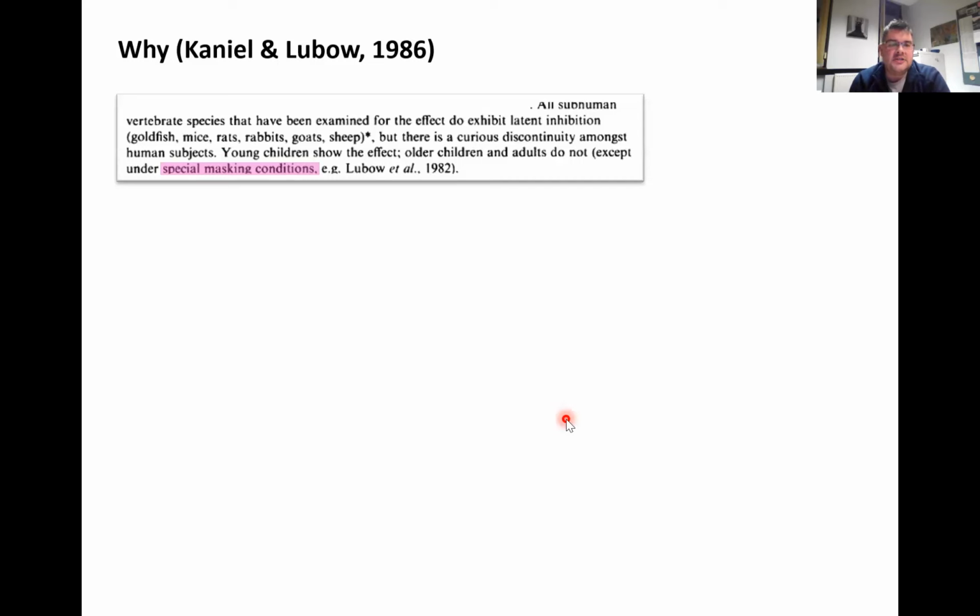Another possible explanation to consider when looking at the different kind of effects that we see in different laboratories is to note that different laboratories use different sorts of concurrent tasks during pre-exposure. So Kanyal and Labov say that all subhuman vertebrate species that have been examined for the effects do exhibit latent inhibition, but there's a curious discontinuity amongst human subjects. Young children show the effect, older children and adults do not, and they clarify that with except under special masking conditions. They don't say what those special masking conditions are.